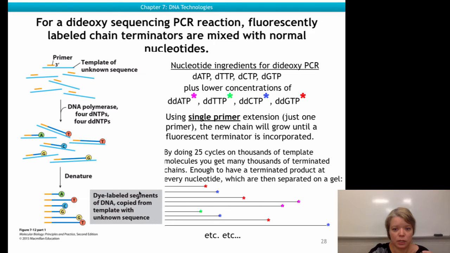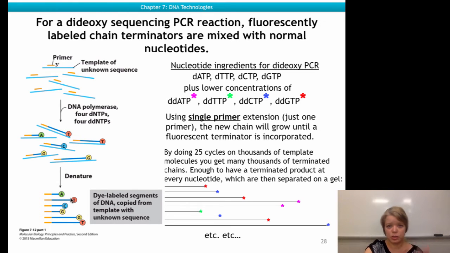Now, at this point, it's still a mixture of lots of different molecules, all fluorescently labeled at the very end with the terminator nucleotide. They're all mixed together inside a PCR reaction tube.